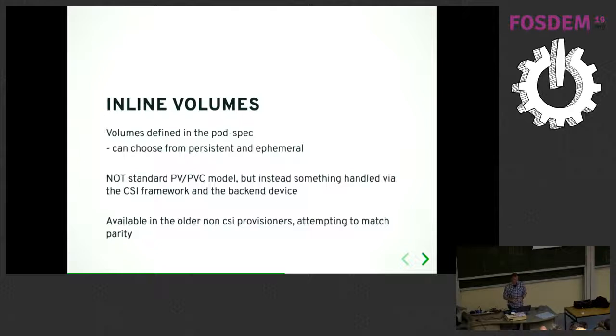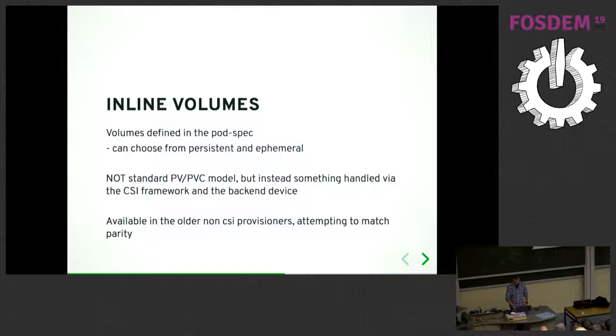So the proposal is to actually bring that behavior forward into CSI and let you do that. So there are two types of inline volumes that are being worked on for CSI. One is persistent and one is ephemeral. So persistent, obviously, it means it's durable and you can delete the pod and you can get the volume back. Ephemeral, of course, when the pod is deleted, that volume will be deleted as well. But in both cases, what's interesting is this is not actually a standard PV-PVC model. This is actually something that's created on the back end outside of that PV-PVC context.